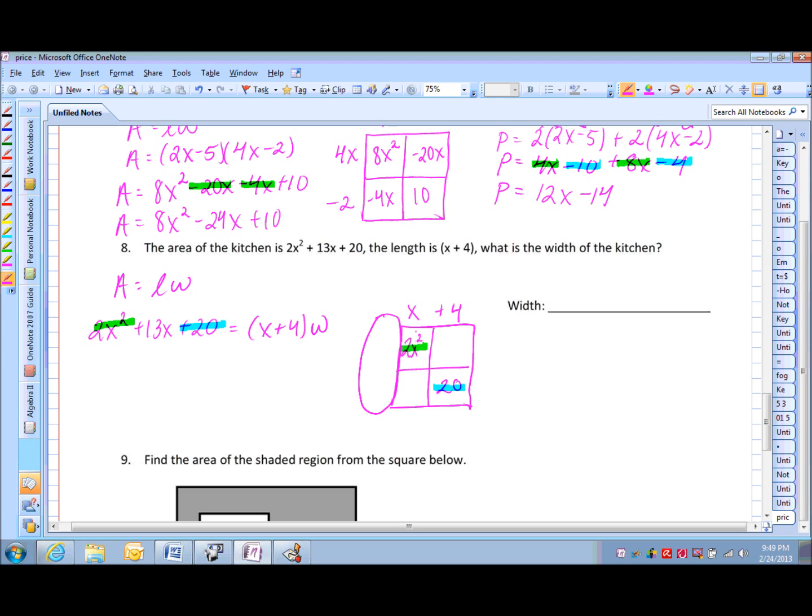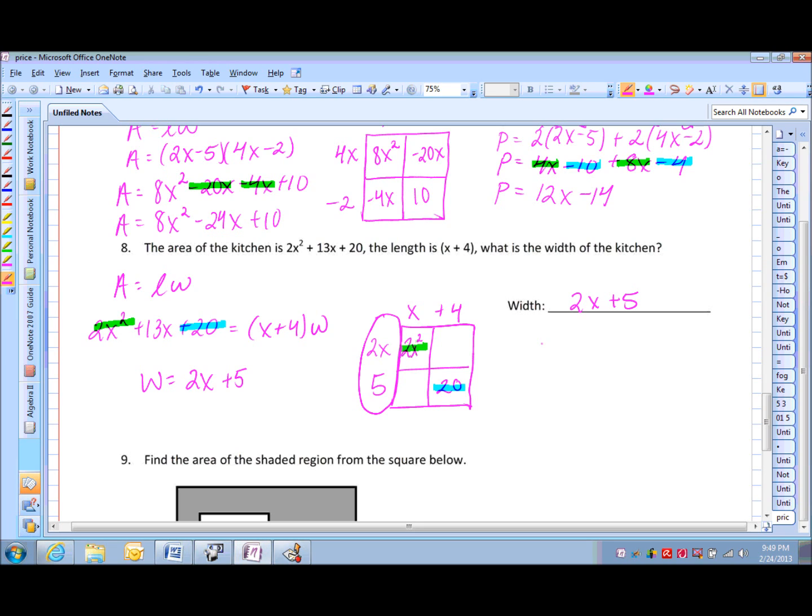So I have to think, x times what gives me 2x squared? Well, 2x times x gives me 2x squared. And then I have to think, 4 times what gives me 20? Well, 5 times 4 gives me 20. So my width ends up being 2x plus 5.